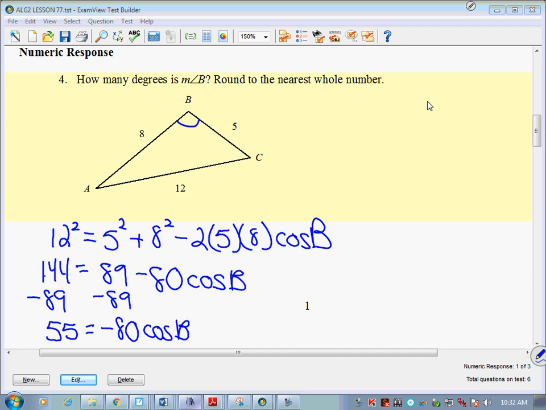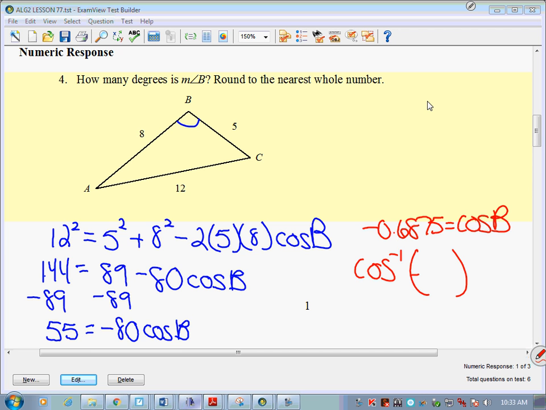Divide by negative 80. All right, so what's 55 divided by negative 80? Negative 0. Let's take it to 4 decimal places. Negative 0.6875 equals cosine B. All right, this is where people kind of lose what to do, because we're not just going to hit cosine, right? What am I actually going to do here? Inverse cosine.